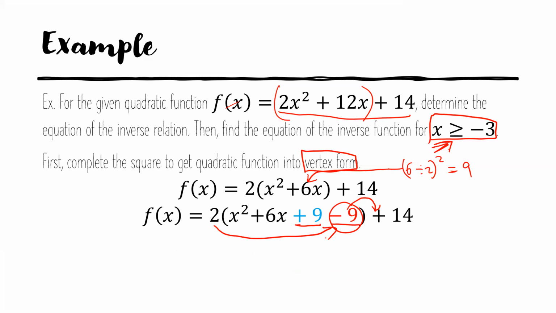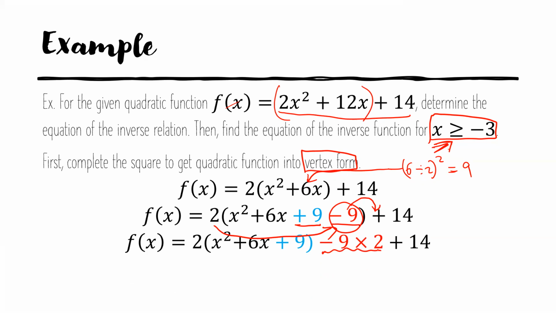And again, it's multiplied by 2 because it's inside the brackets, which is itself, the whole entire, all the terms are multiplied by 2 there. So before I move it out, I just make sure I multiply by 2 there. So now I end up with 2 times x squared plus 6x plus 9, and then negative 9 times 2 is going to be negative 18.